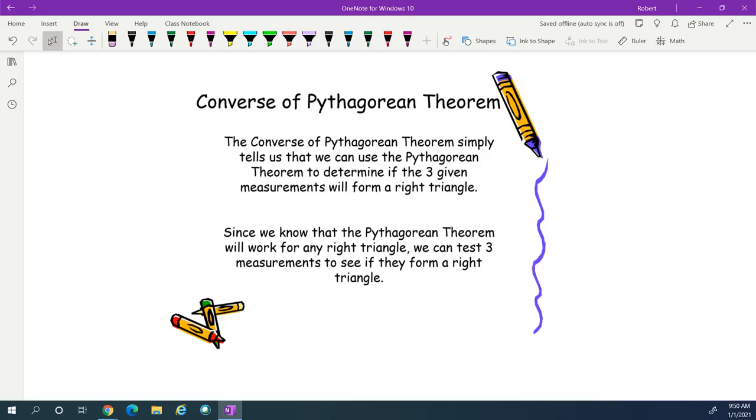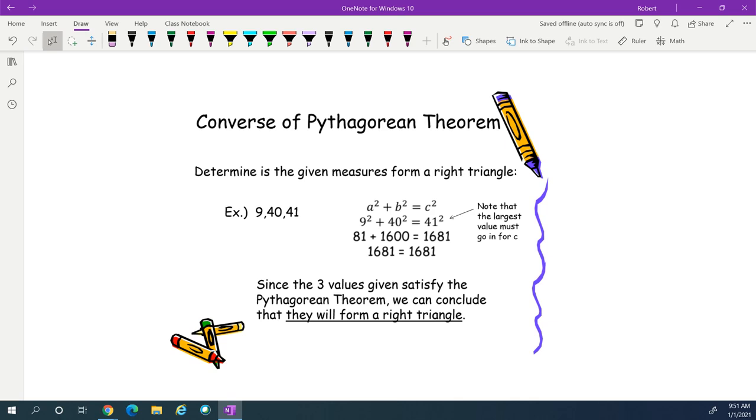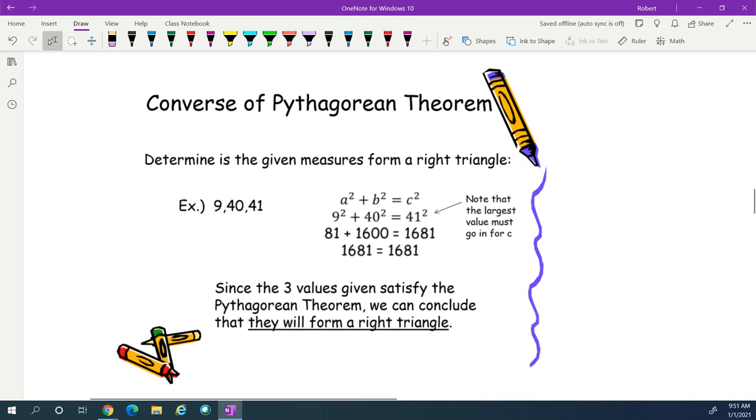So let's say we know the 3 measurements for the sides, and now we need to figure out, is it a right triangle? We just plug in the numbers and work it out. Again, C is the critical number. We have to get the highest number for C. So if we look at an example here, we're given three values. The first thing we want to do is find the highest number and put that in for C.